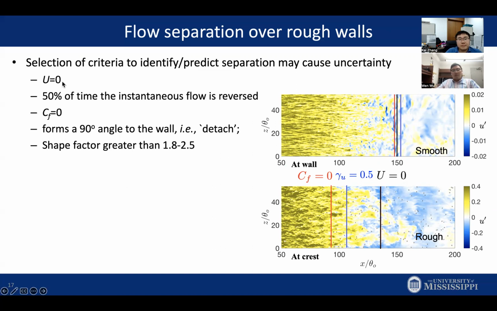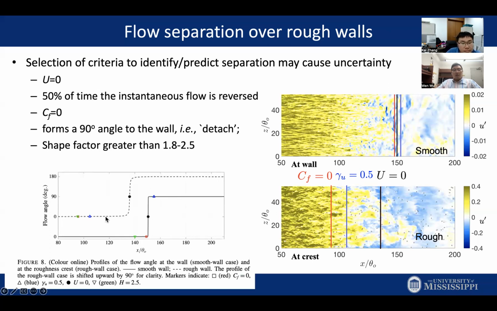And of course, flow separation is usually accompanied by a reverse flow. So people use U equals 0 as the threshold. There are some other criteria, like 50% of the time the instantaneous flow over the surface is reversed, or CF equals 0. A more reduced-order, first-principle criterion is that the shape factor is greater than 1.8 to 2.5. So what I'm marking here is the location of a few of the thresholds in the smooth wall and over a rough wall. This is another additional plot, where the lines show the flow angle and different markers represent different separation criteria.